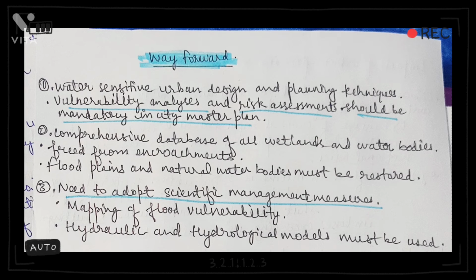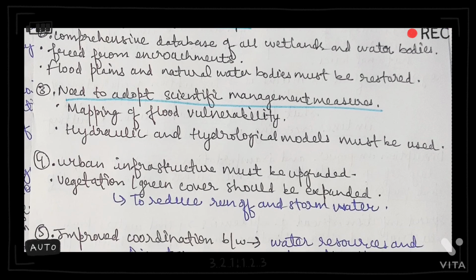Way forward: water sensitive urban design and planning techniques. Vulnerability analysis and risk assessment should be mandatory in city master plans. A comprehensive database of all wetlands and water bodies free from encroachments must be maintained, and floodplains and natural water bodies must be restored. Need to adopt scientific management measures. Mapping of flood vulnerability. Hydraulic and hydrological models must be used.